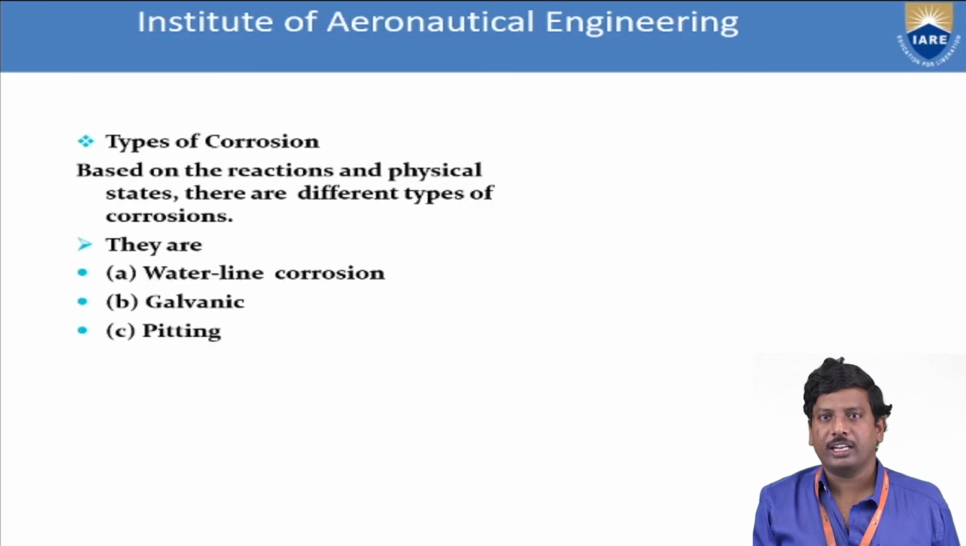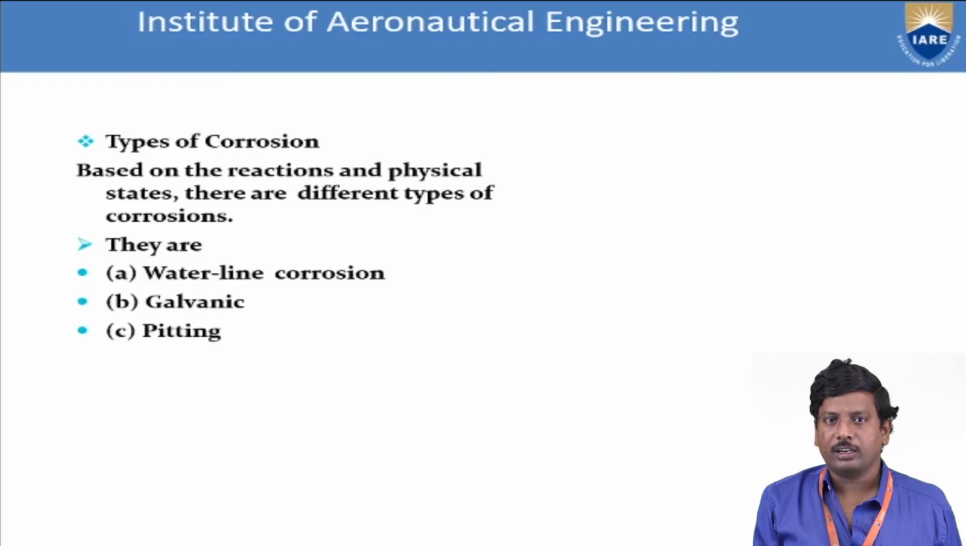Corrosion mainly involves three types. Based on the reactions and physical states, there are different types of corrosion. Corrosion is the reaction between the metal and the environment to give the corrosion product. That means degradation of the metal by the surrounding environment through chemical reactions is nothing but corrosion. There are mainly three types: waterline corrosion, galvanic corrosion, and pitting corrosion.